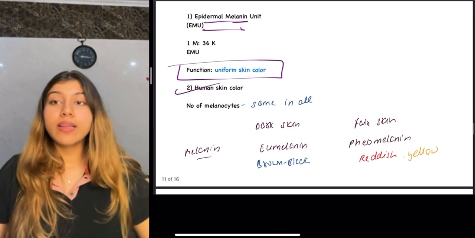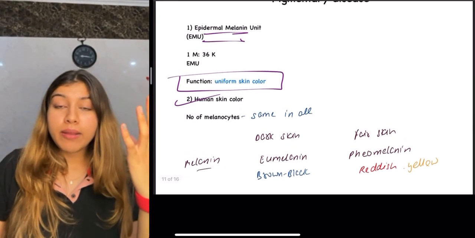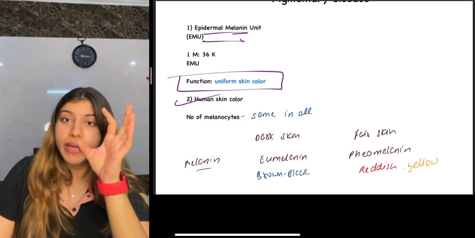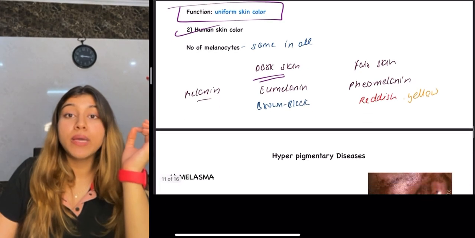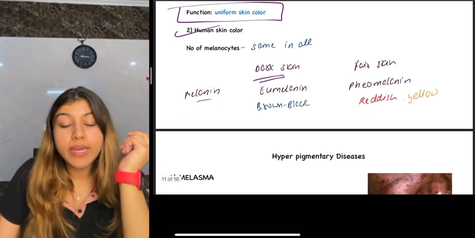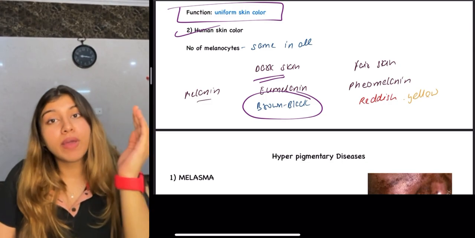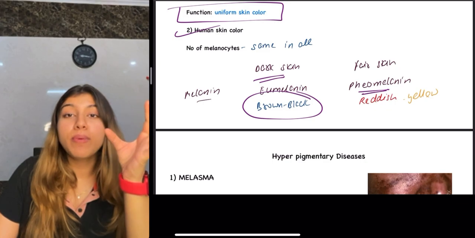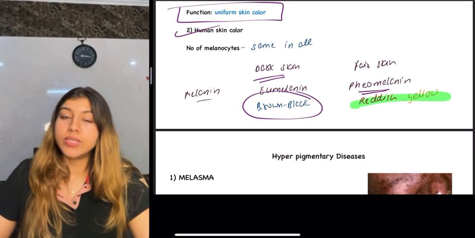In human skin color, guys, we know there is a dark type and a fair type. How are we going to differentiate it? It is going to be on the basis of melanin. In dark skin individuals, guys, the melanin is going to be eumelanin. What is eumelanin, guys? It is going to be brown to black in color. Whereas in fair individuals, guys, the melanin is going to be pheomelanin. This pheomelanin, guys, is going to be reddish to yellow in color, in fair individuals.